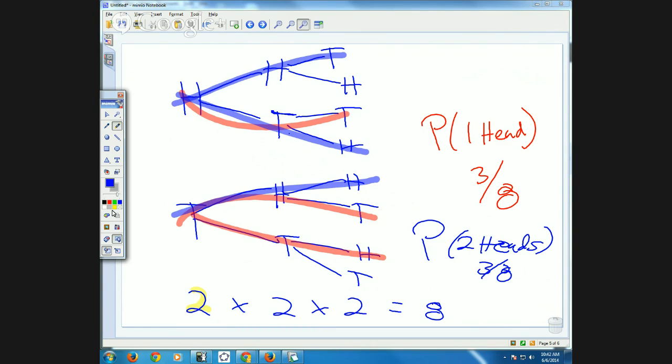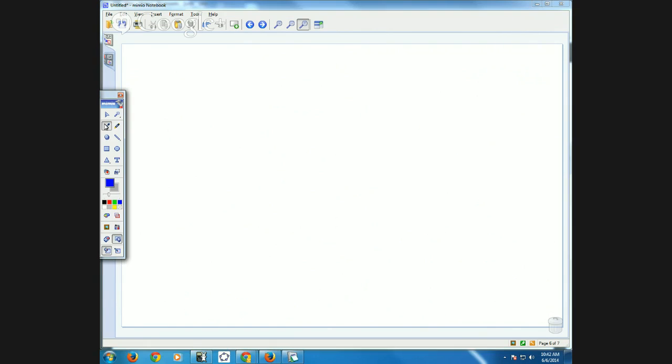There's only 1 way that can happen, and that is this branch right there. Probability of, so I'm going to write this a little bit differently for a minute. I'm going to summarize what we just did in a table. So that'd be problems what? B, C, D, and E.